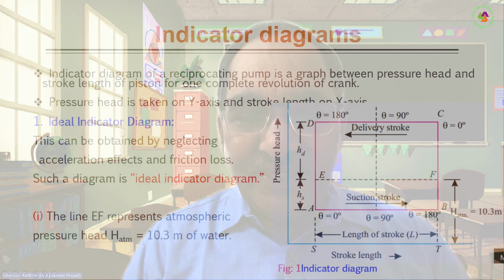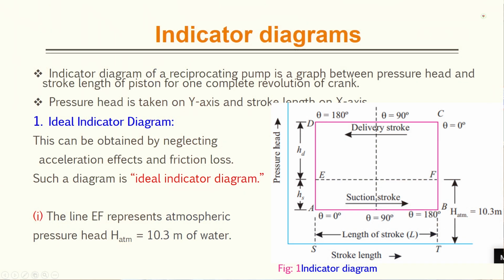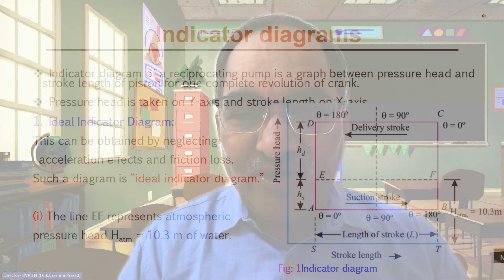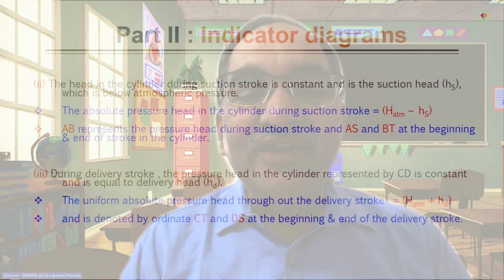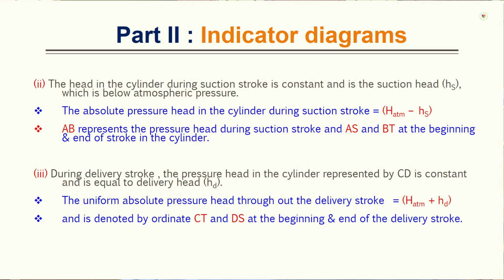There is one more small thing in that part 1, and in today's lecture, let us discuss that small part. In today's class, our discussion will be on what an indicator diagram is, what it signifies, and how it helps us in a reciprocating pump.